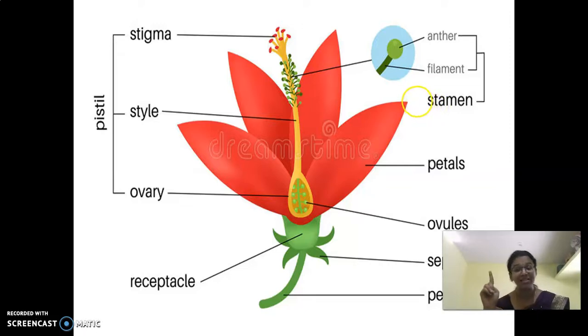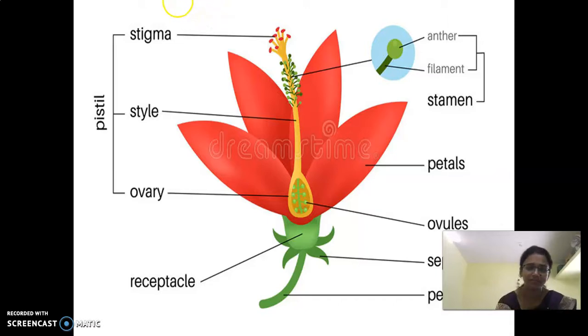So, stamen is the male part of a flower. Whether you are sitting with a notebook, if not, bring it fast. Note down the points. Okay? Anther and filament are together called stamen. Stamen is the male part of a flower. And then stigma, style and ovary. These three are called pistil. Pistil is the female part of a flower.